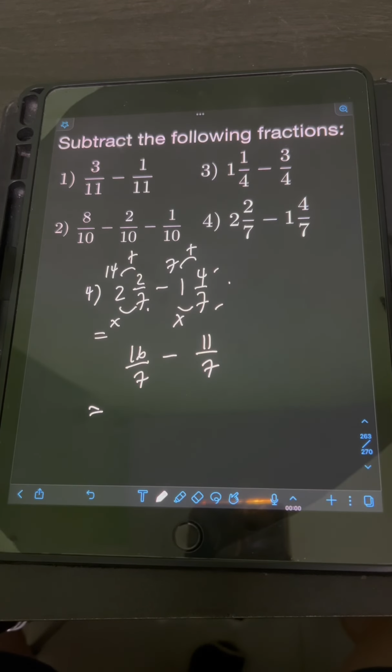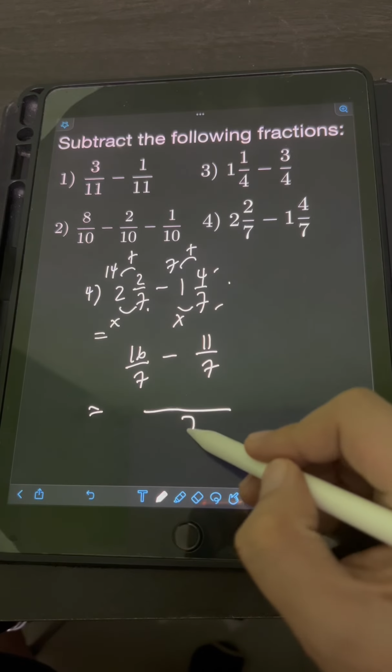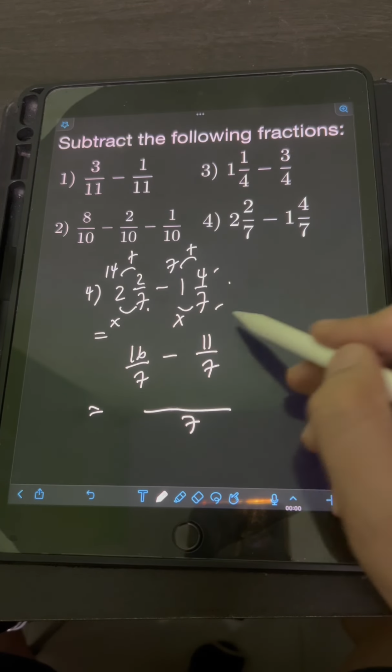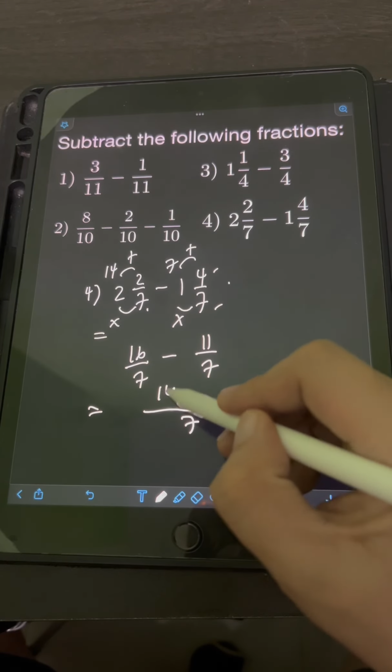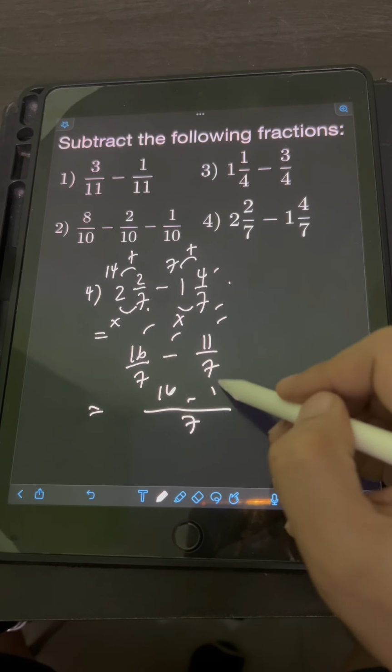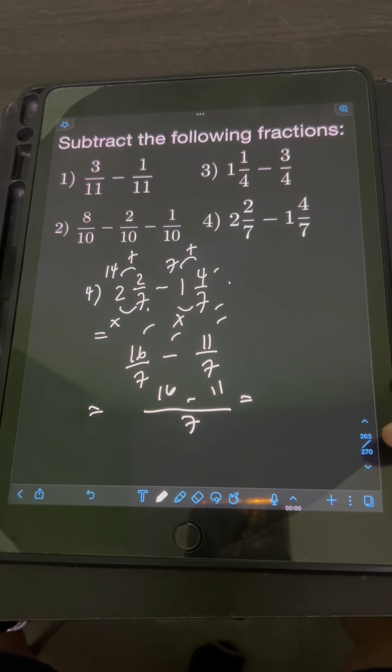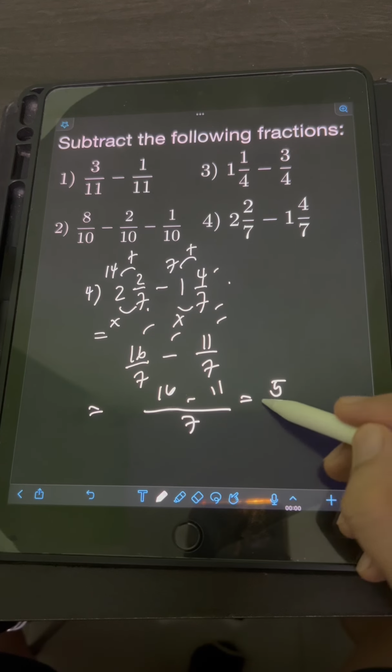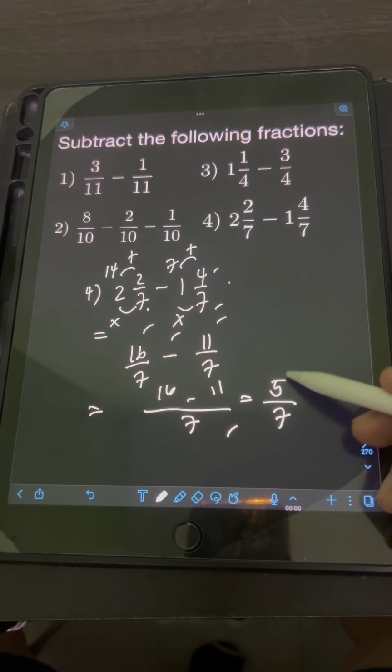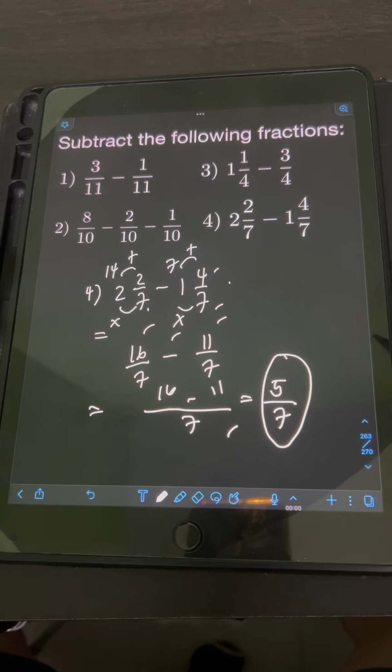So now that we have similar fractions having the same denominator of 7, we just copy the same denominator 7 and subtract the numerators. So we have 16 minus 11. 16 minus 11, that will be 5 over 7. So the final answer is 5/7.